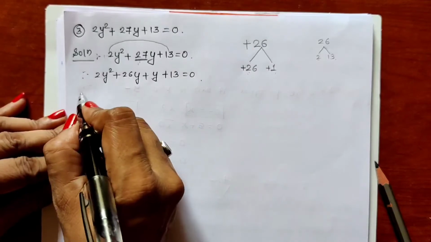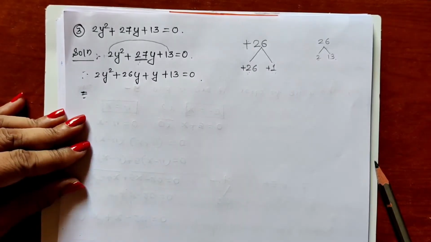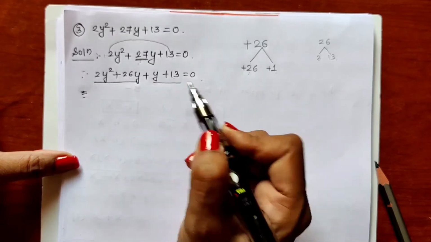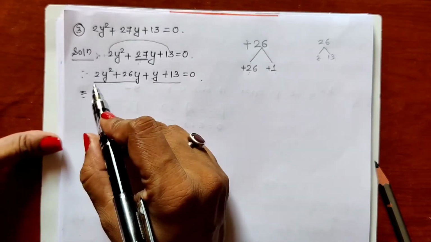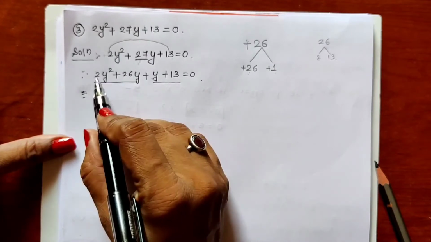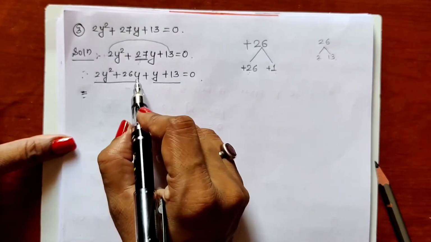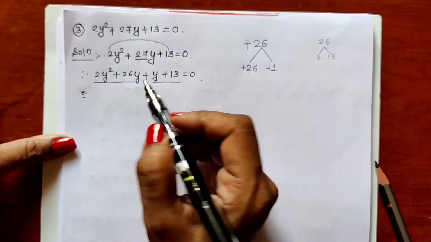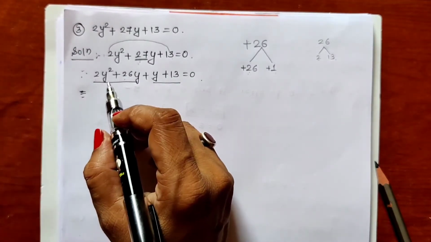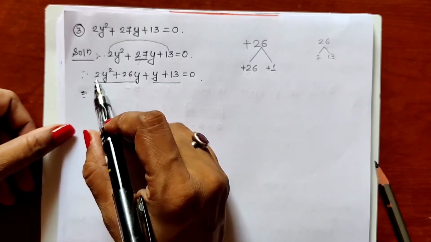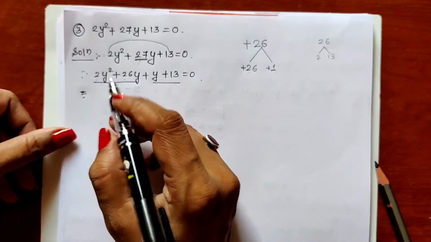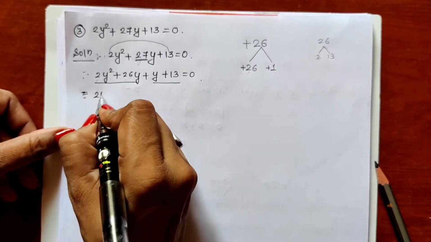Now let us take out common from the first and second term, and from the third and fourth term. So in the first and second term y is common. We can see the y variable is common, but this term is also having a coefficient and this term is also having a coefficient. So let us see whether the coefficient can be taken out common or not. As 2 is the smaller number, 26 is the bigger number, and 26 is divisible by 2. So 2 also we can take out common with y.